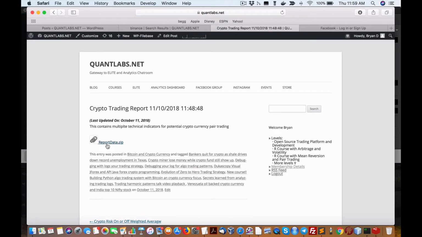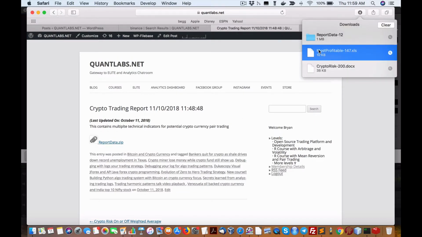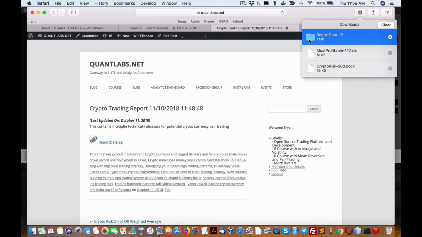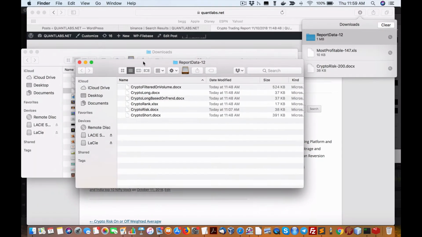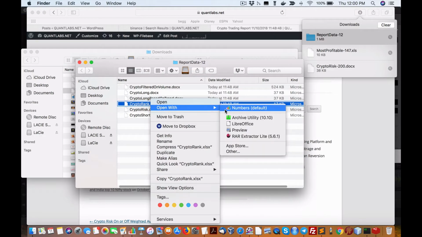So here's the file. You just click that, and the file's pretty big. That's 1 meg. So think of it as Christmas. There's a variety of files in here that you will get. You have a document, Word document file. You have a crypto rank file, which is Excel. So let's go through this first.